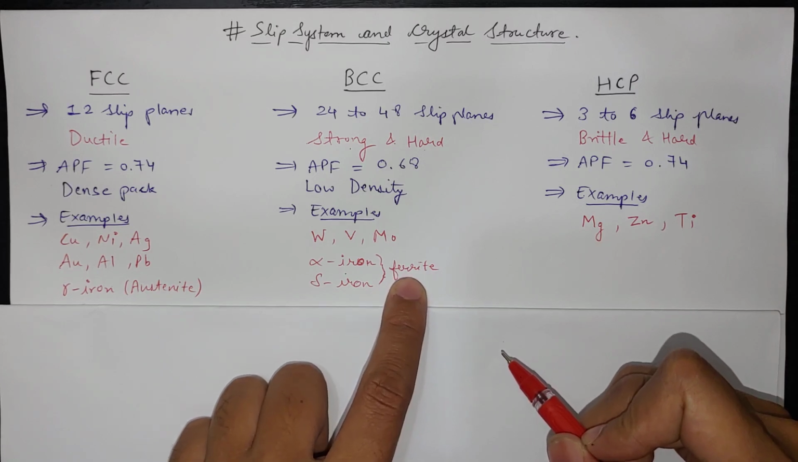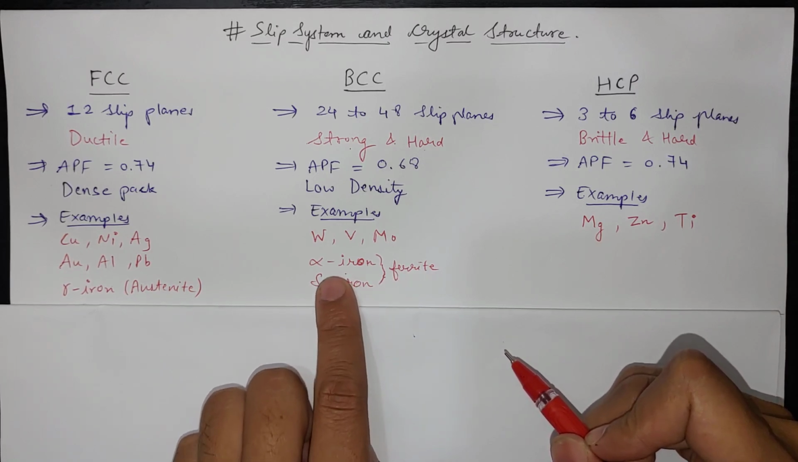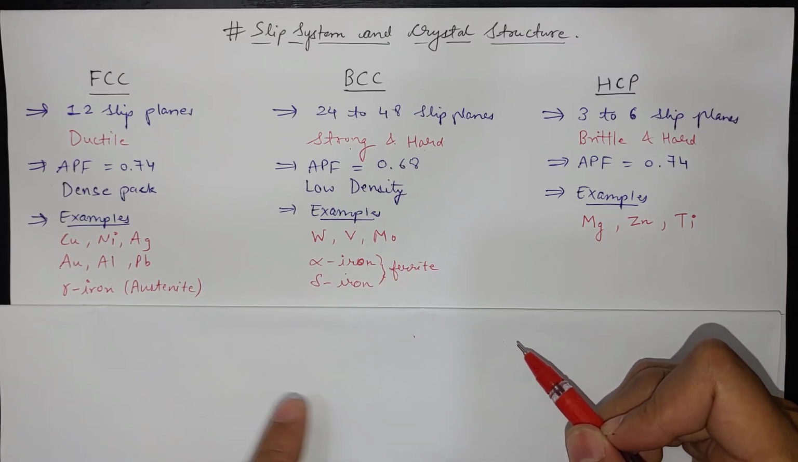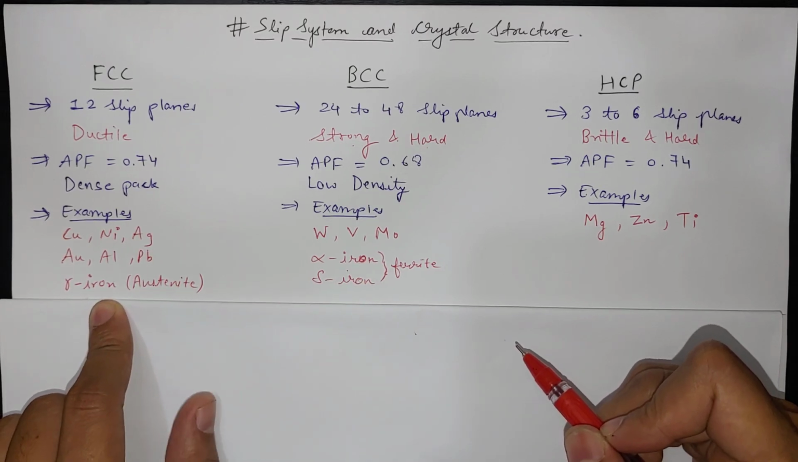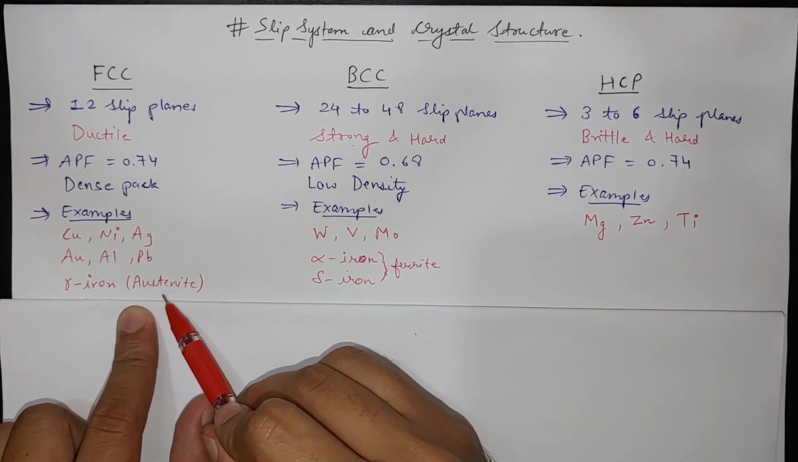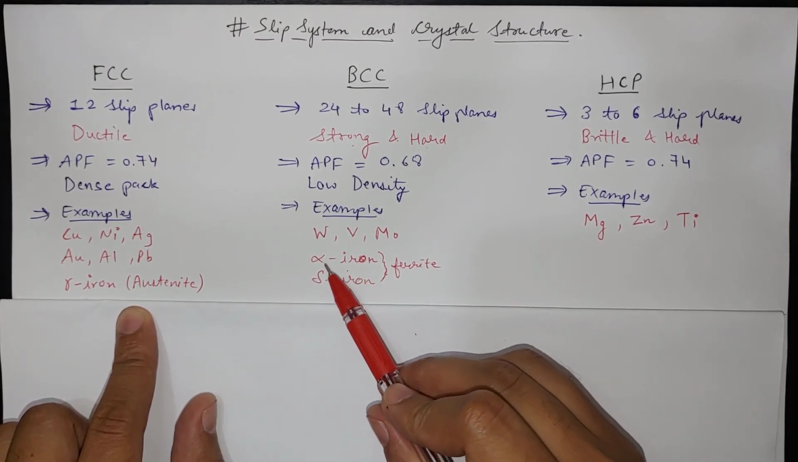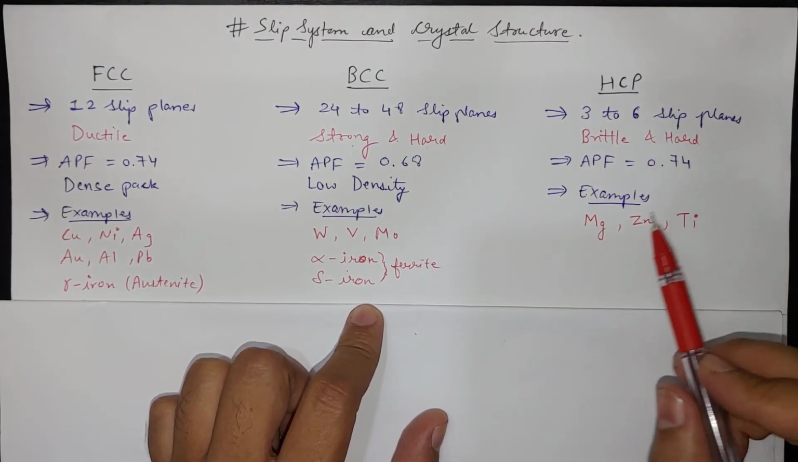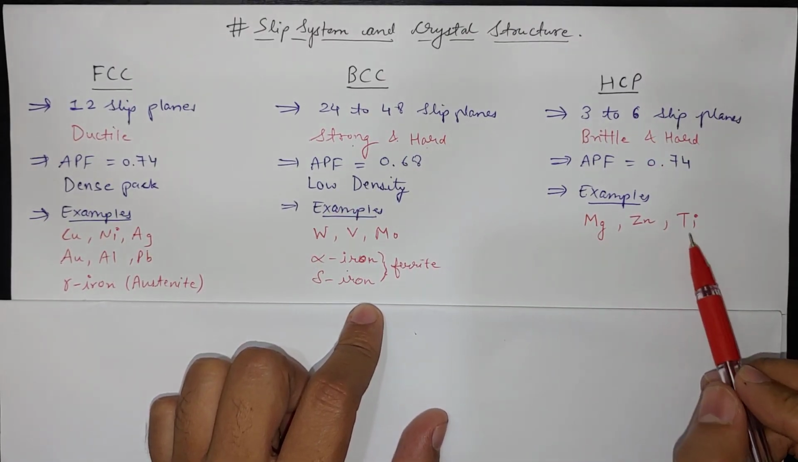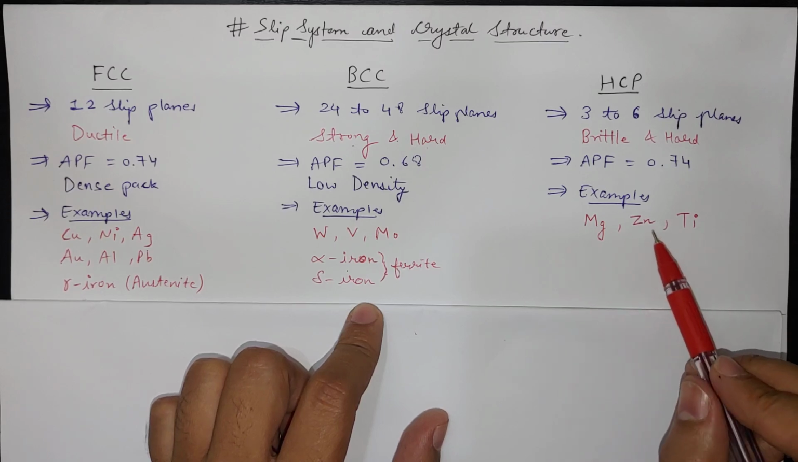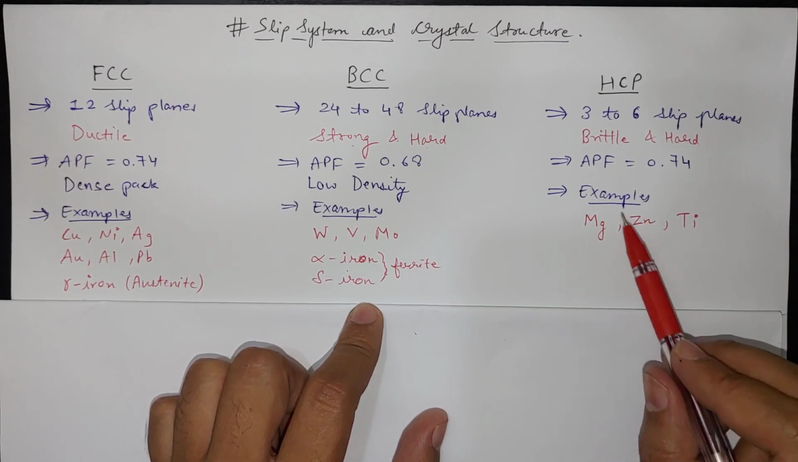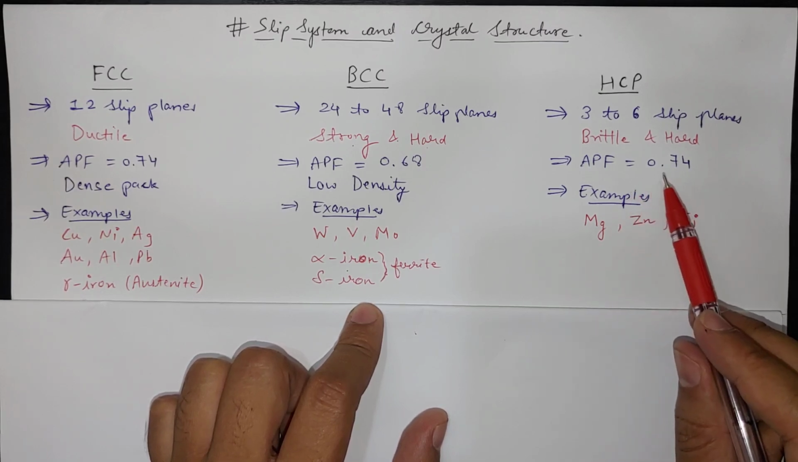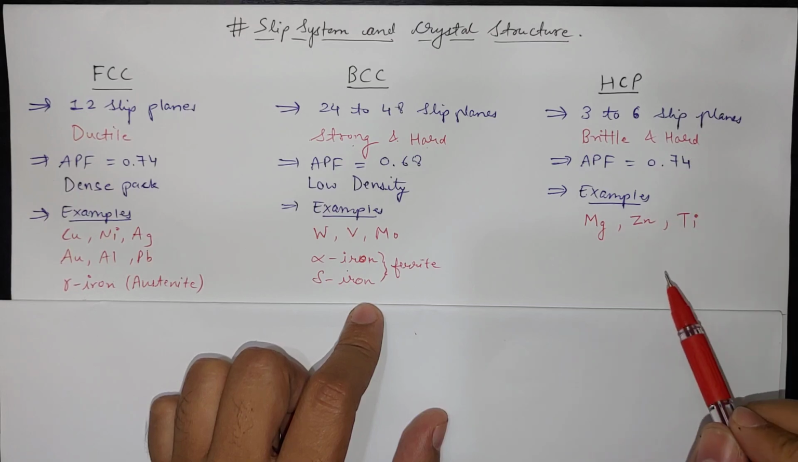So this delta ferrite and alpha ferrite both are strong. This particular question is very important: why austenite is soft and why alpha and delta ferrite are strong and hard. In HCP we have magnesium, zinc and titanium. These all have hexagonal close packed structure and they are somewhat brittle and hard structures.